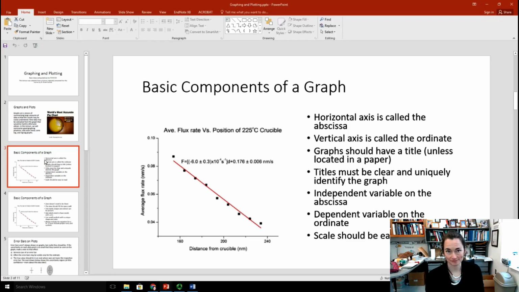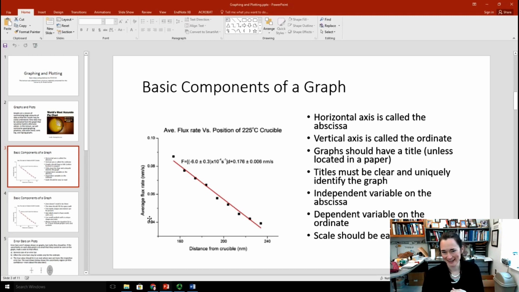Okay? So, first of all, looking at this graph, the horizontal axis is called the abscissa. The vertical axis is called the ordinate. But to be honest with you, very rarely can I recall those words. I end up just calling them horizontal and vertical axes.